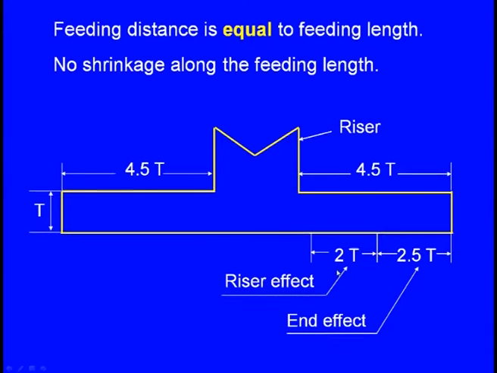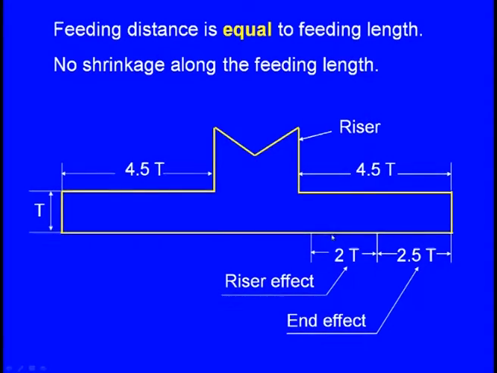Here we can see, this is the end effect. What is that end effect? Distance covered by the edges of the casting to prevent the shrinkage cavity. So, this is 2.5T. So, the sum of these components is known as the feeding distance, and that is equal to 4.5T. One side it is 4.5T and the other side it is also 4.5T, where T is the thickness of the slab or thickness of the section of the casting to be fed by the concerned riser.